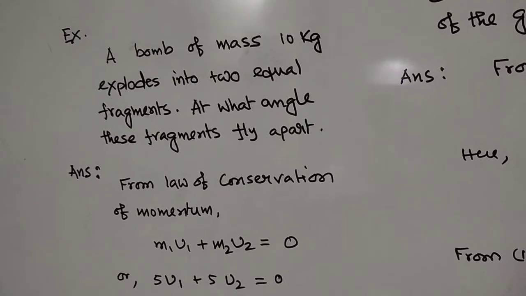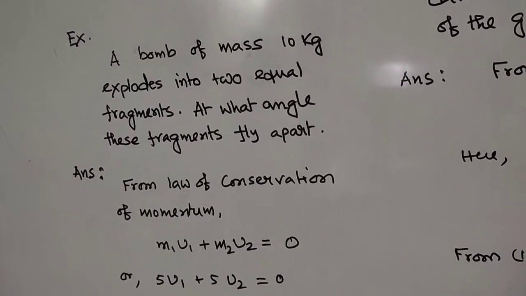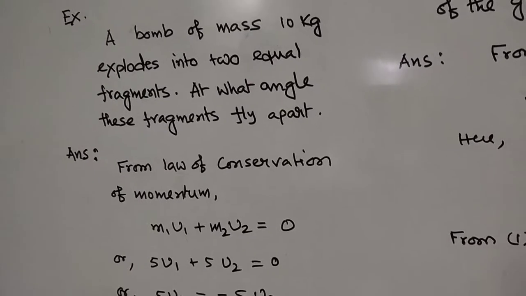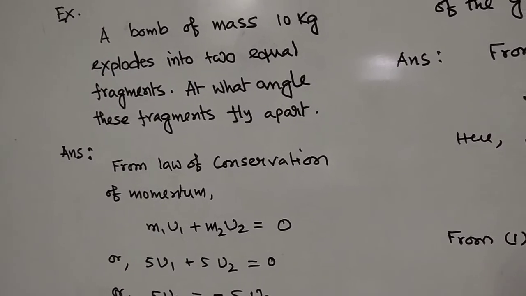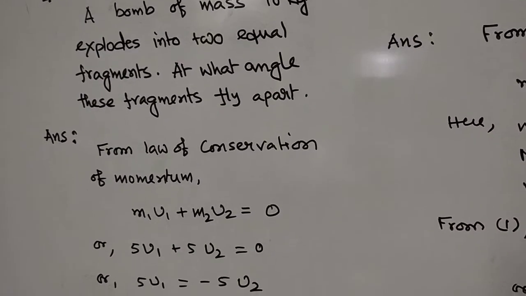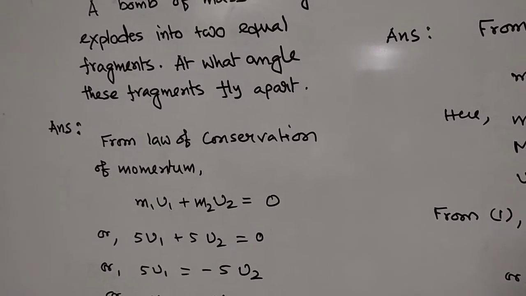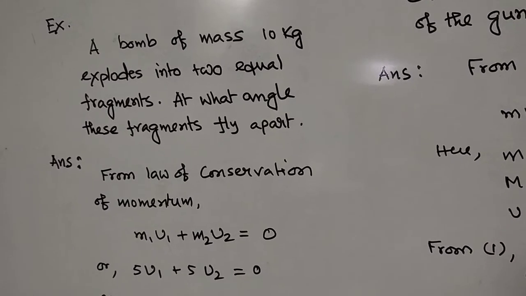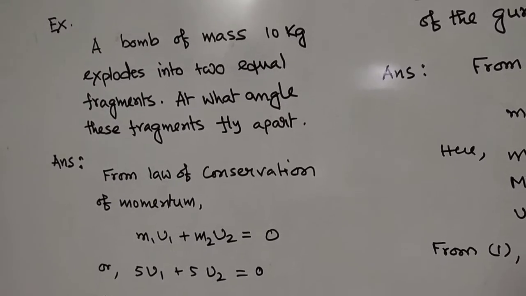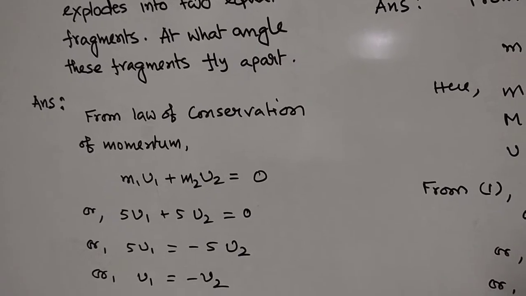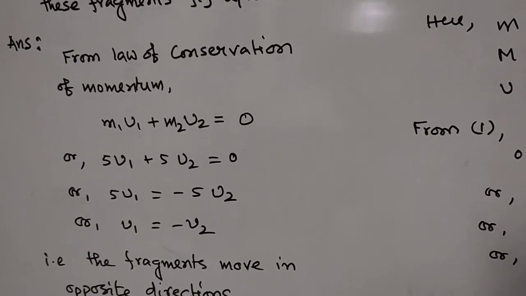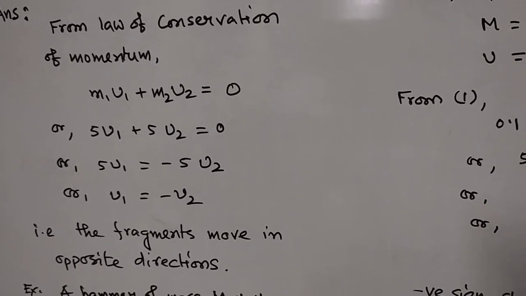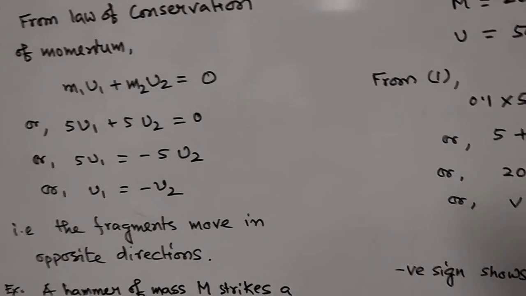So again, before explosion, the system is at rest. It means the total momentum of the system is 0 before explosion. After explosion, there exists momentum. So from the law of conservation of momentum, m1 v1 plus m2 v2 equal to 0. As the fragments split with equal mass, each mass is 5 kg. So 5 v1 plus 5 v2, so 5 goes off, v1 equal to minus v2. It means that a negative sign is there, the fragments move in opposite directions.